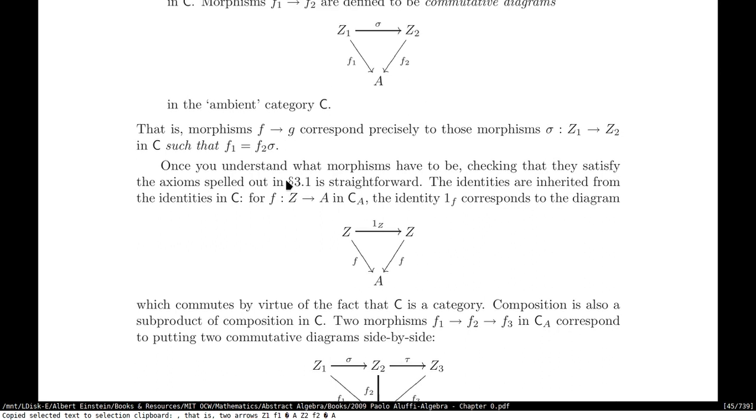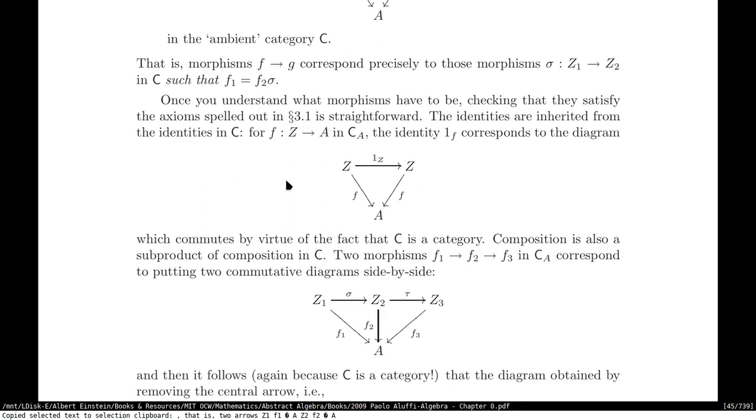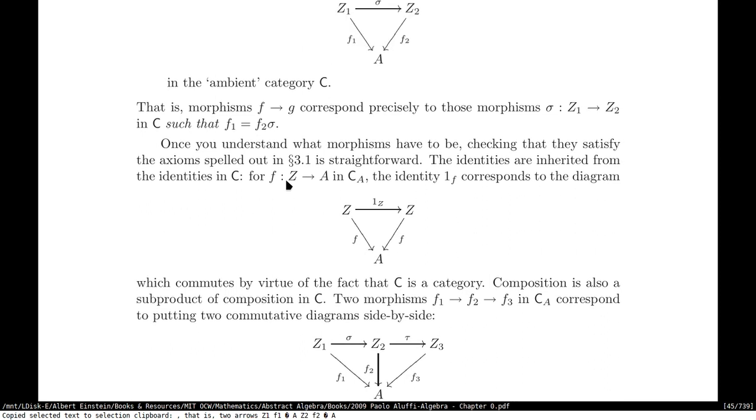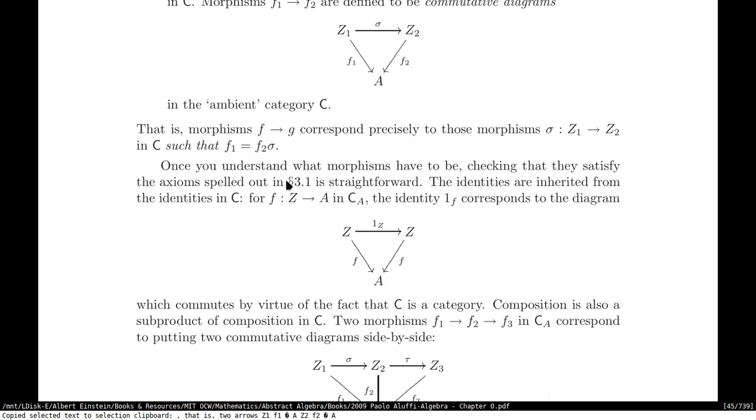And then, once we define the objects and the morphisms, it's a matter of checking whether they are consistent with the axioms that we defined before, right? So the identity is straightforward, right? So the identity is just going to be like, instead of having two different morphisms, you're going to have the same morphism f and f, and you're going to have one z as the identity morphism from z to z, and this whole thing is going to give you one f, which is going to be the identity for the morphism f in the category CA.